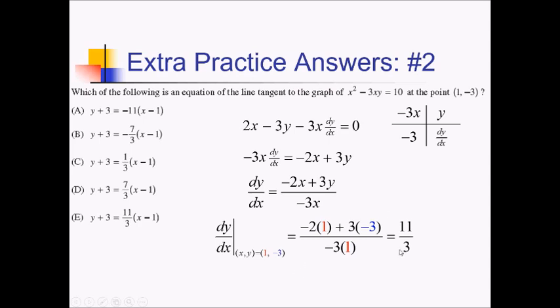And plugging this into point slope now, we've got y minus the y value -3, so y plus 3, equals the slope we just found of 11 over 3 times x minus my x value of 1. And does that match any of the answer choices? Well, these are all y plus 3s and x minus 1s. So really it's just down to this slope of 11 over 3, which is choice E.